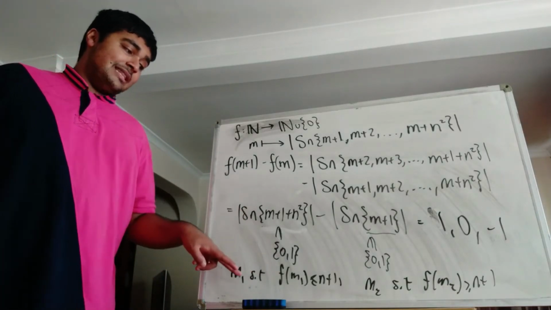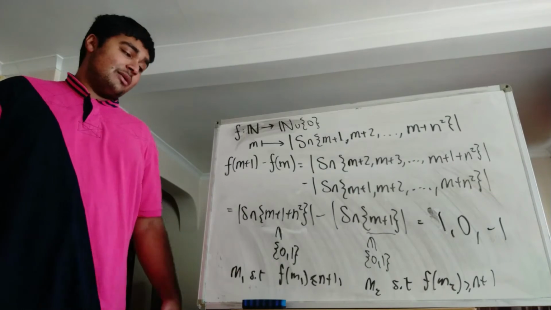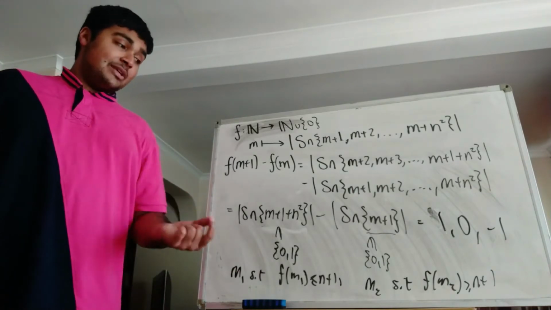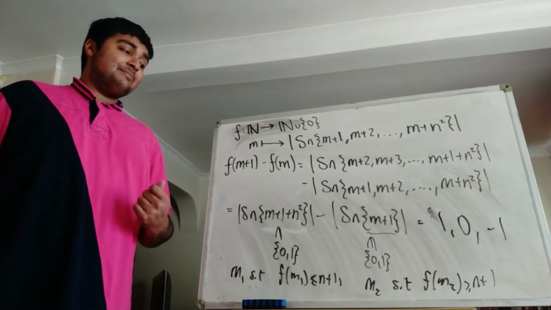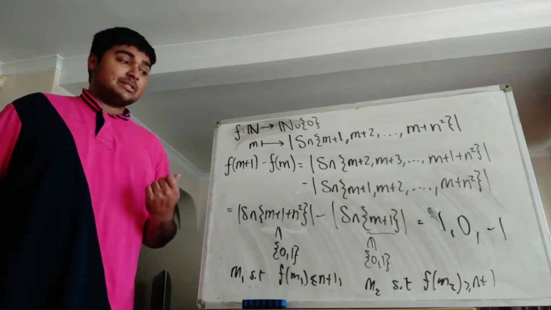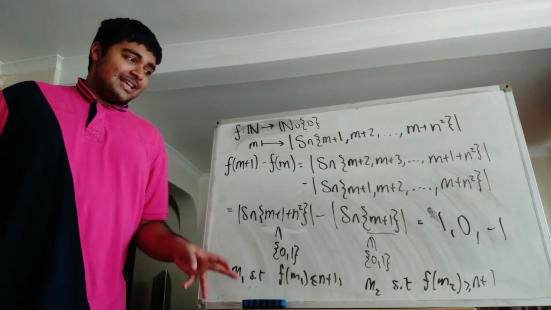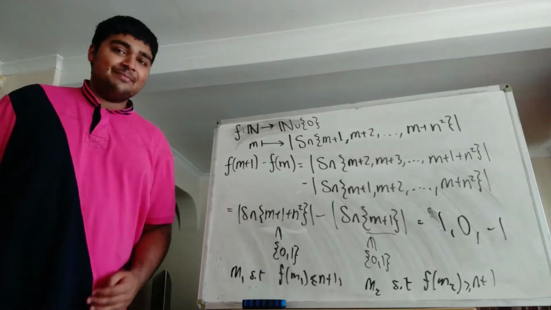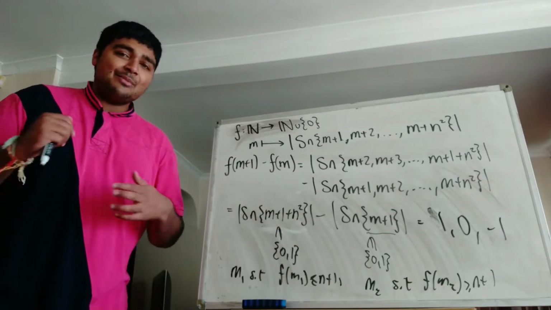So if we can prove that there are infinitely many m1 such that f of m1 is less than or equal to n plus 1, and also we can prove that there are infinitely many m2s such that f of m2 is bigger than or equal to n plus 1, we'll be done. Okay, so that's my next task, to prove these two guys here. Anyway, let me clean up the whiteboard and we'll continue.